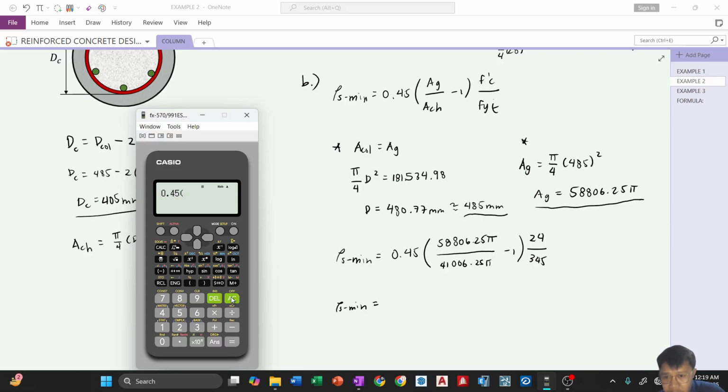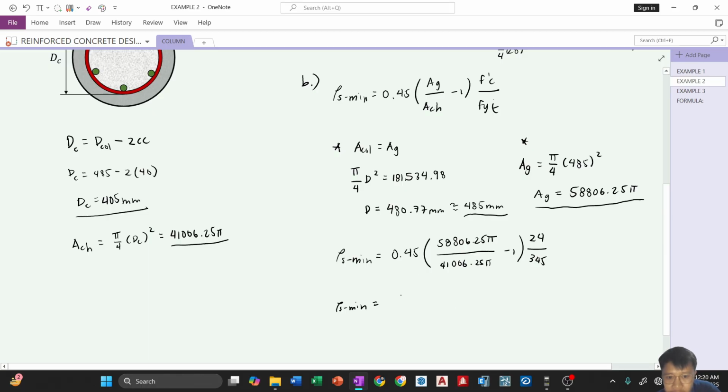Okay? The raw S minimum now is equal to 0.45 quantity. And so, magka-cancel na yung pi dito. 58,806.25 divided by 41,006.25 minus 1 times quantity F prime C natin, 24 divided by 345. Okay? So, the raw minimum natin, store natin ito somewhere, siguro sa B na lang, 0.0135.